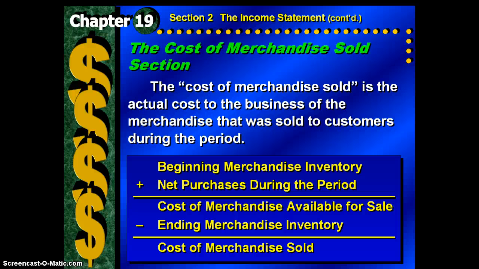All right, we're going to talk about the next 2 sections that appear on the income statement. The first being the cost of merchandise sold section. The cost of merchandise sold is the actual cost to the business of the merchandise that was sold to customers during the period. We're going to start with our beginning merchandise inventory, the beginning of the fiscal or calendar year. We're going to add to that the net purchases that took place during that period. That will give us the cost of merchandise that is available for sale. From there, we enter in our ending merchandise inventory. We're going to take that away, and that leaves us with our cost of merchandise sold. So that is our cost of merchandise sold section.